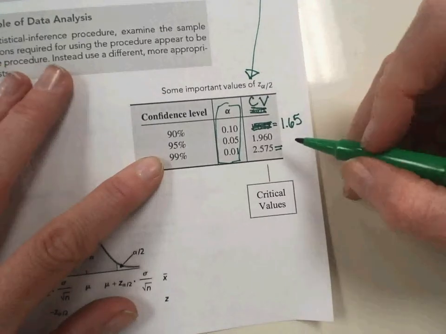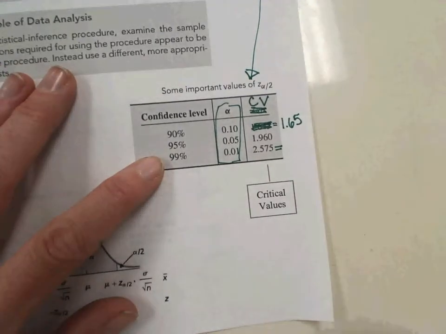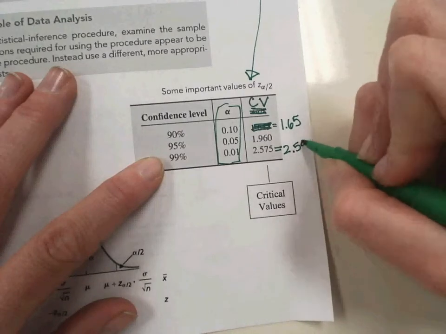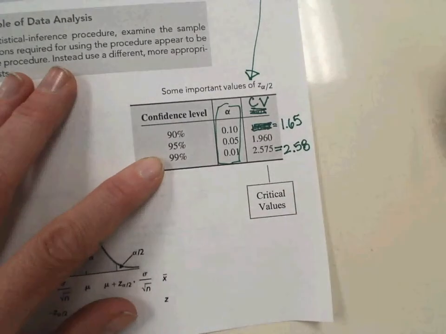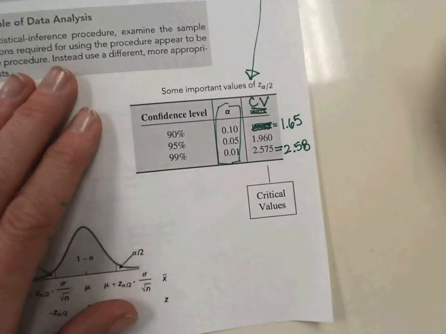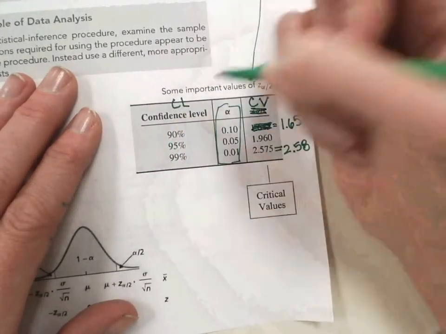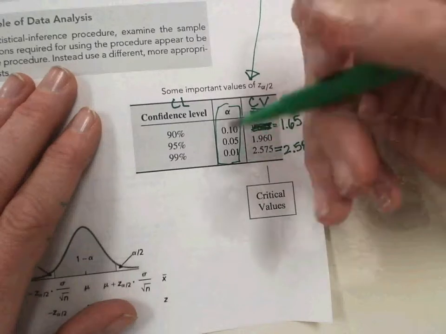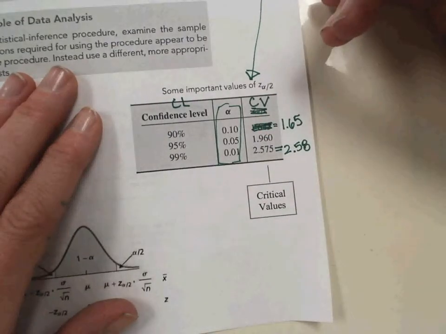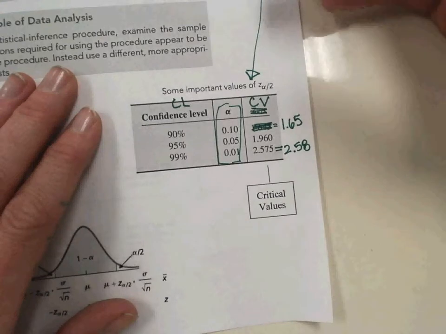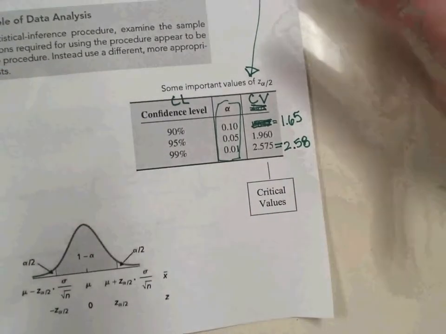It's already kind of rounded for us. And then for a 99% confidence level, we're going to use a 2.58 critical value. And confidence level, we're going to abbreviate CL. So when you see CL, that's talking about how confident we are, 90%, 95, or 99%.